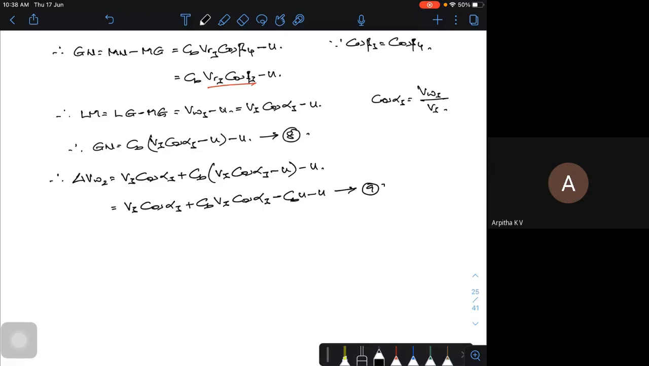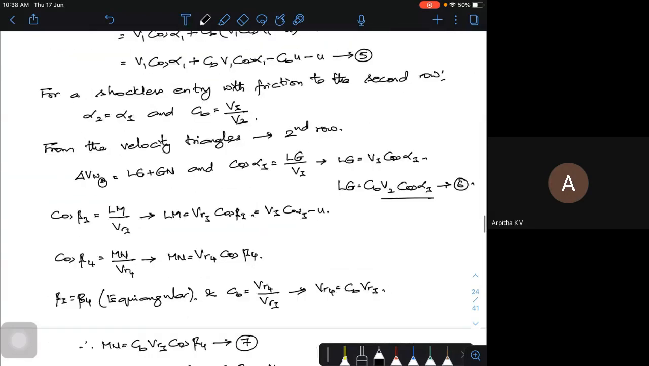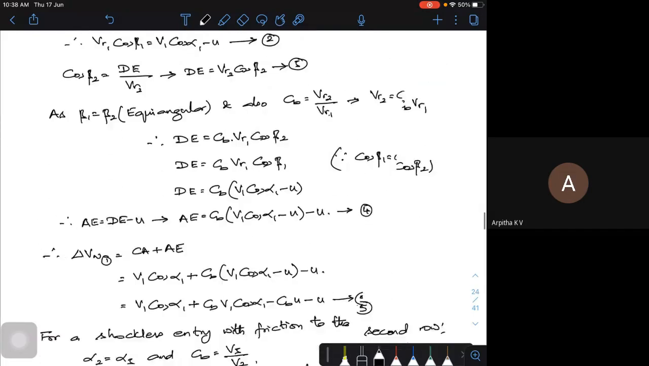So I got these expressions in terms of velocities and alphas, that is your delta VW1 and delta VW2. These are the conditions we are trying to get. Now, let us try to add this. There is a condition for a shockless entry: what we assumed is that alpha 3 should be equal to alpha 2.